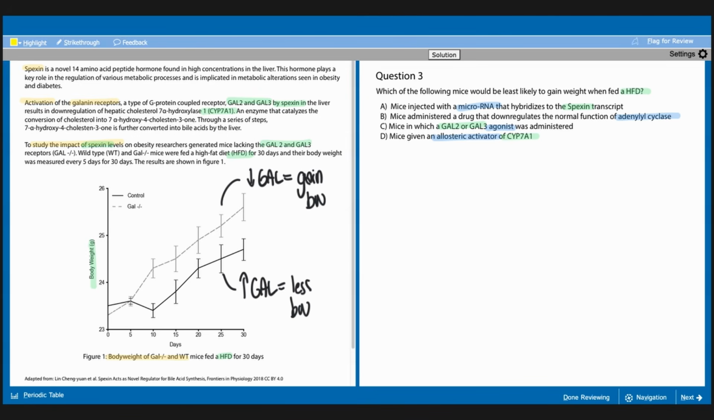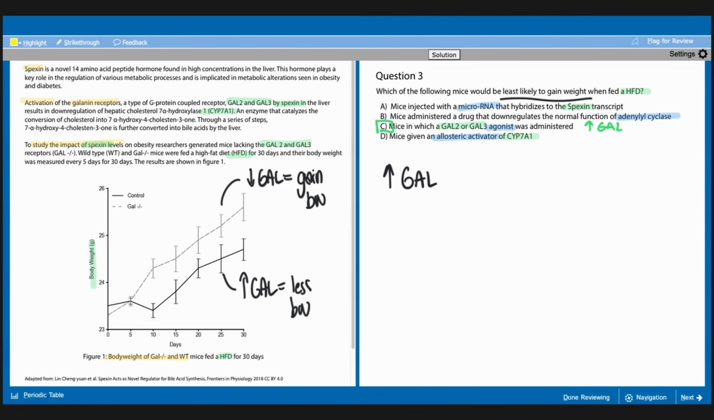Since we were looking for a mouse that would be least likely to gain weight, we should find something that has high gal function, and that's exactly what C says. A mouse in which a gal-2 or gal-3 agonist was administered, since agonists increase the function of that galanin receptor, then it would presumably lead it to gain less weight, making C correct.